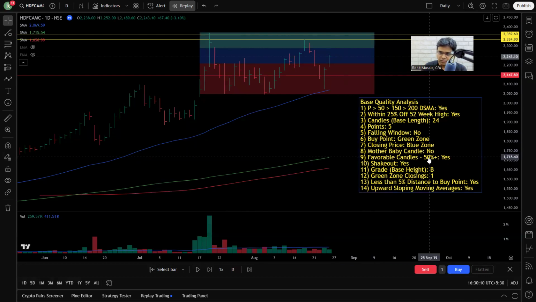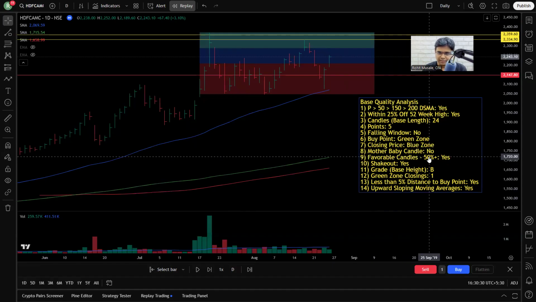We need at least 50% candles in our favor, right? Because that represents the institutional accumulation. When there is a red bar on low volume, it means institutions are not selling. When there is a green bar on high volume, it means probably institutions are buying.